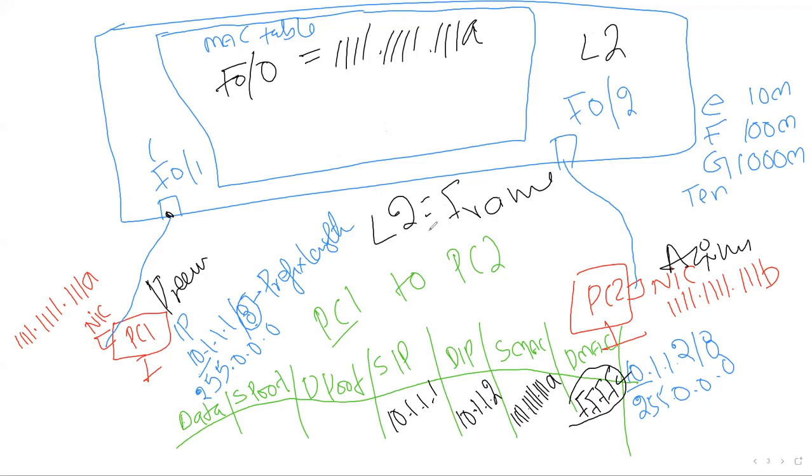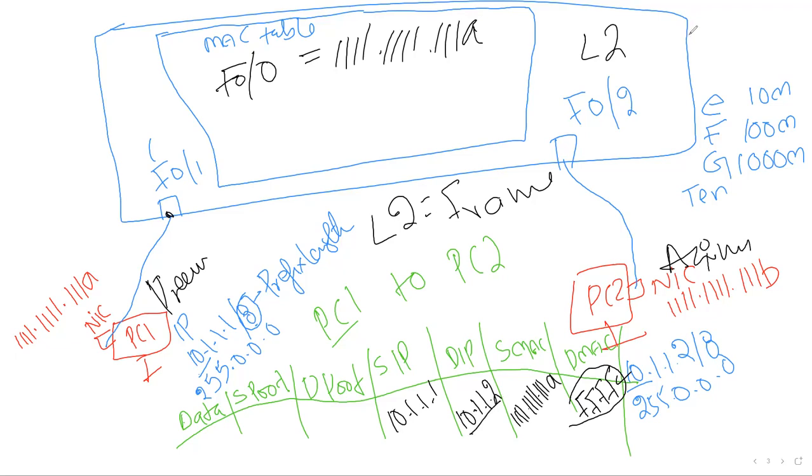So I'm going to check the destination MAC address. I came to know that the destination MAC is FFFF. So I don't have any specific destination to forward to. Instead, because of FFFF, I will forward it to everyone. Whoever is connected to that switch, I will forward it to everyone, including F02. And everyone who receives it will look into the destination MAC address.